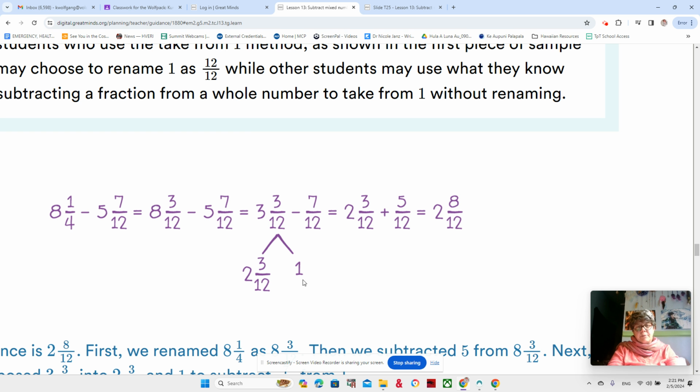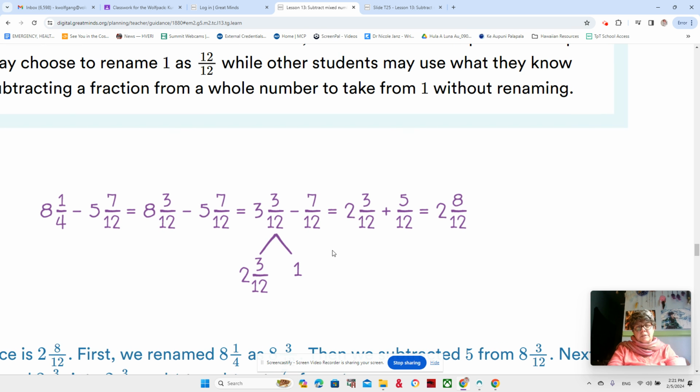So 2 and 3/12 and 1. Now 2 and 3/12 plus 5/12. Well, where did that 5/12 come from? The 5/12 came from 3/12 and 12/12, and what's left over, 12/12 minus 7/12.